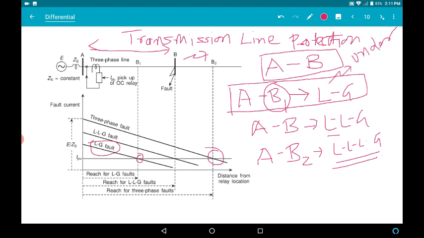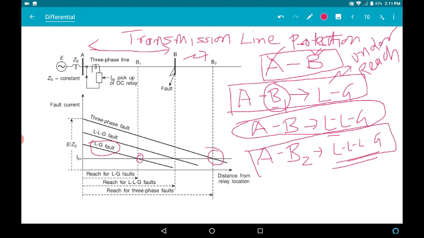This is called underreach. Why is this known as underreach? Because we said the relay must operate from point A till point B, but it is not reaching till point B. It is stopping before point B at B1. That's why underreach. A to B is the proper reach because this is the area that we want it to operate, and this A to B2 is basically called the overreach.